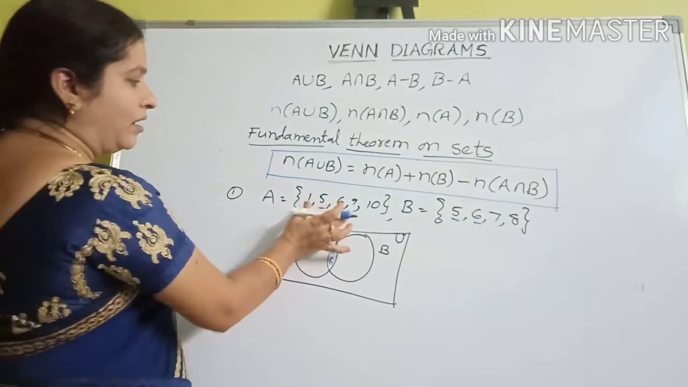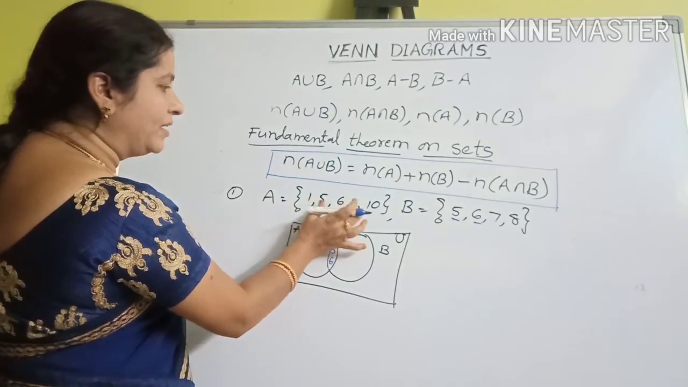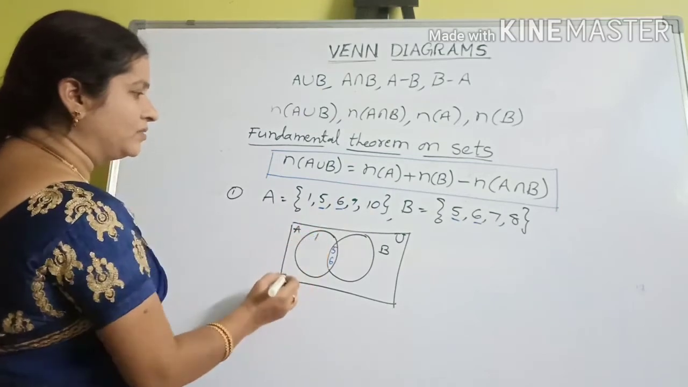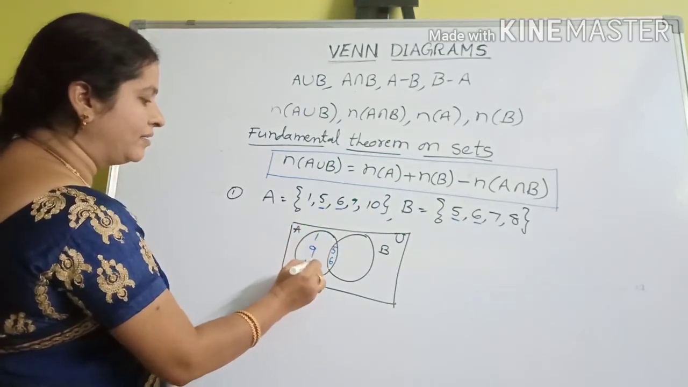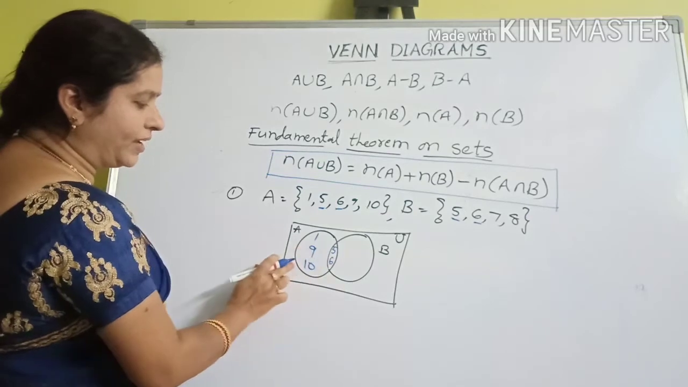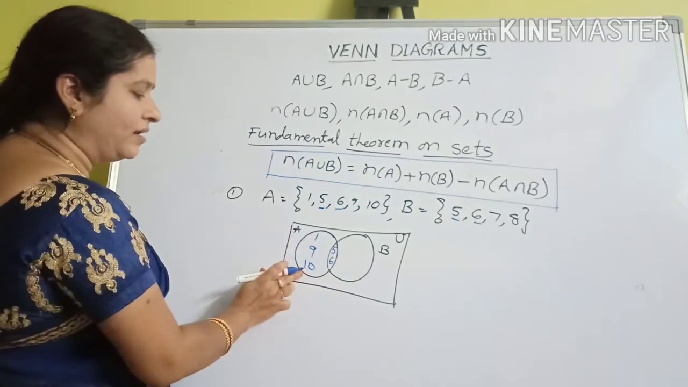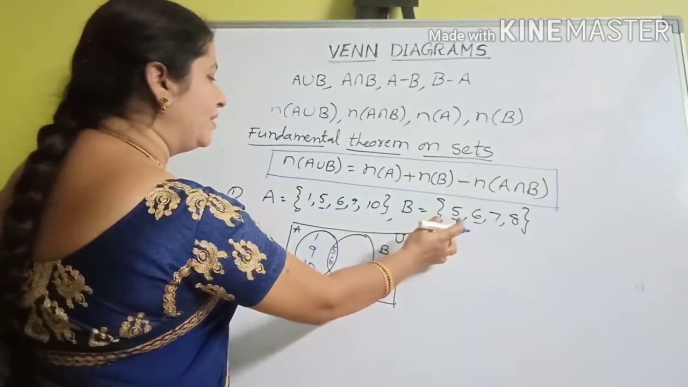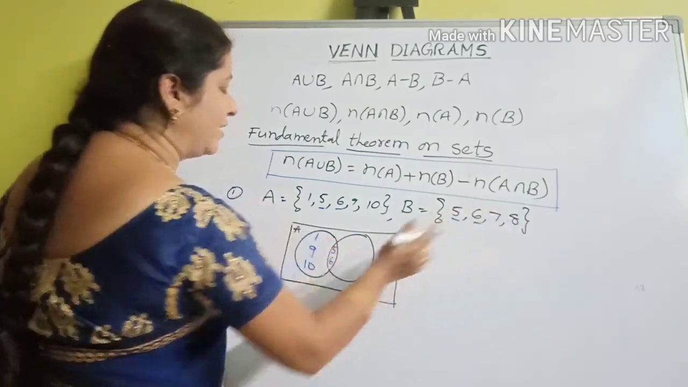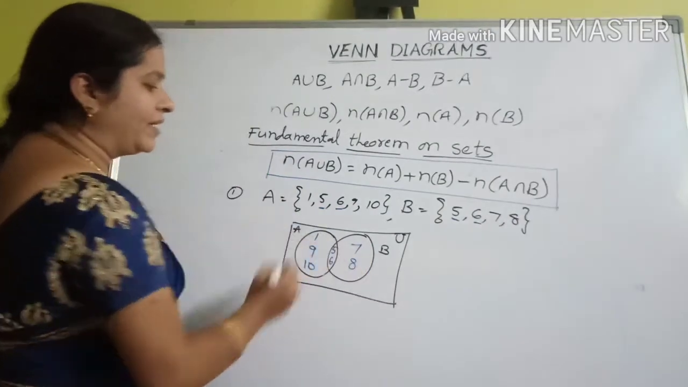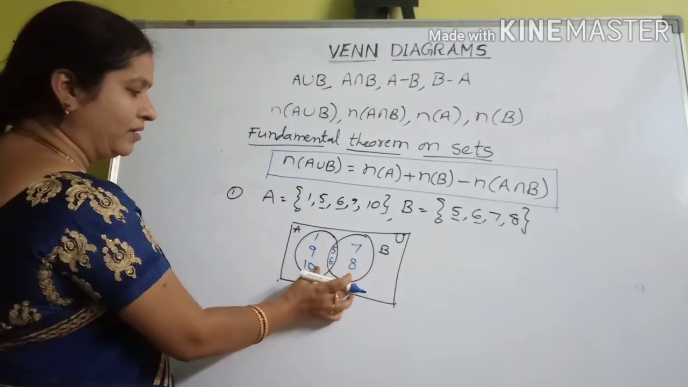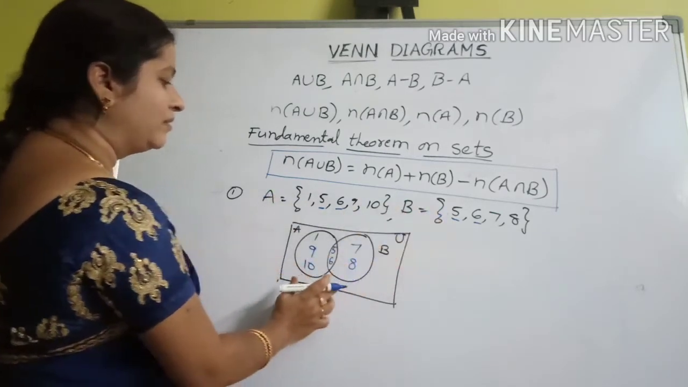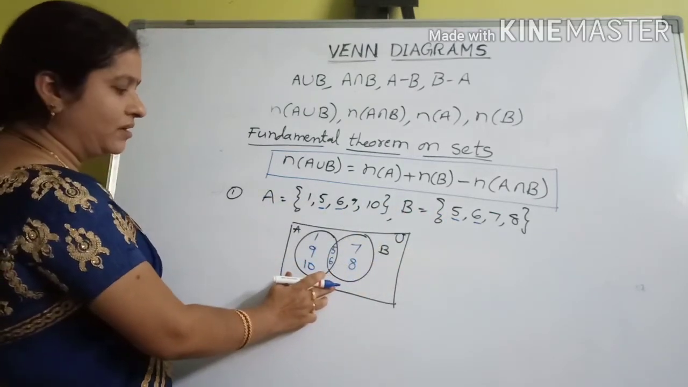What are the numbers remaining in A? 1, 9 and 10 are remaining. So in A only, you take 1, 9, 10. 5 and 6 you are taking in the common part. What about B? Only B elements are 7, 8. So this is the representation of two sets through a Venn diagram.